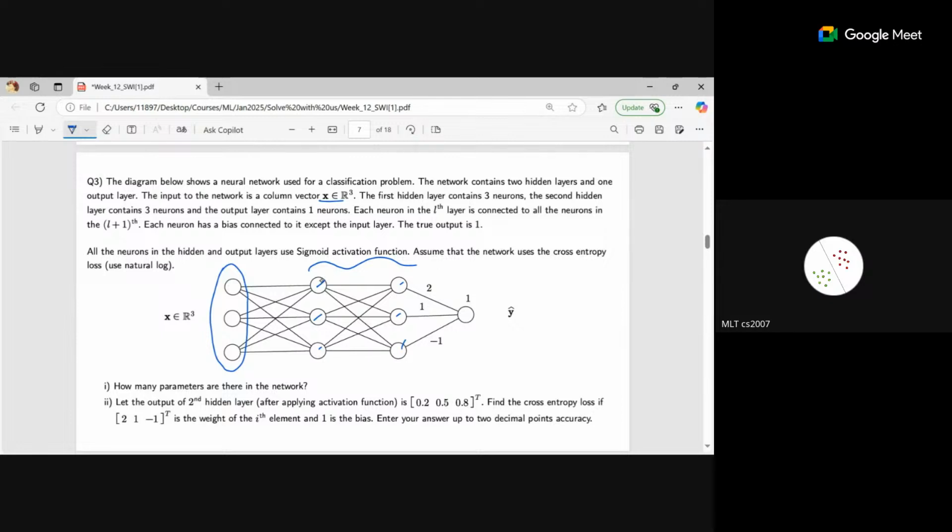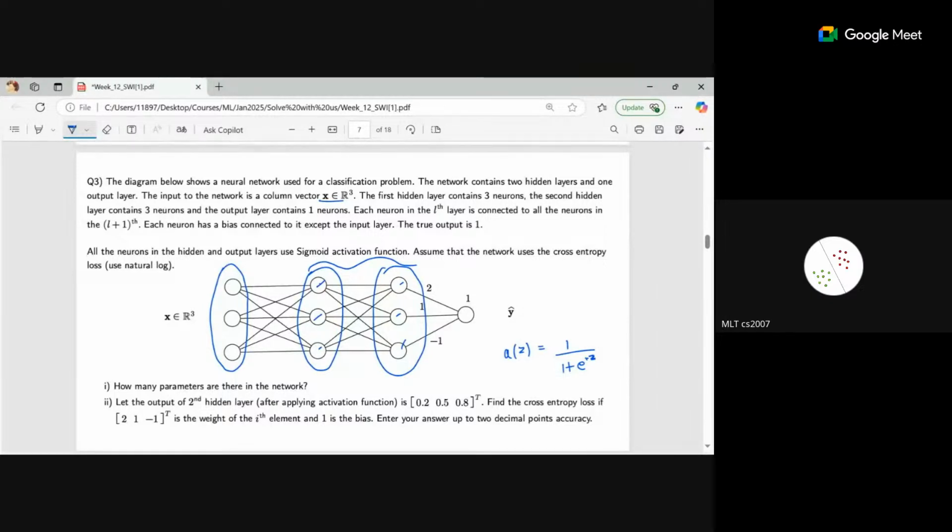Each neuron in the lth layer is connected to all the neurons in the (l+1)th layer. So we can see these are connected; each neuron is connected to every neuron in the next layer. All the neurons in the hidden and the output layers use the sigmoid activation function. So in both of these layers, a of z is 1 upon 1 plus e to the power minus z. The sigmoid function is the activation function in both hidden layers.